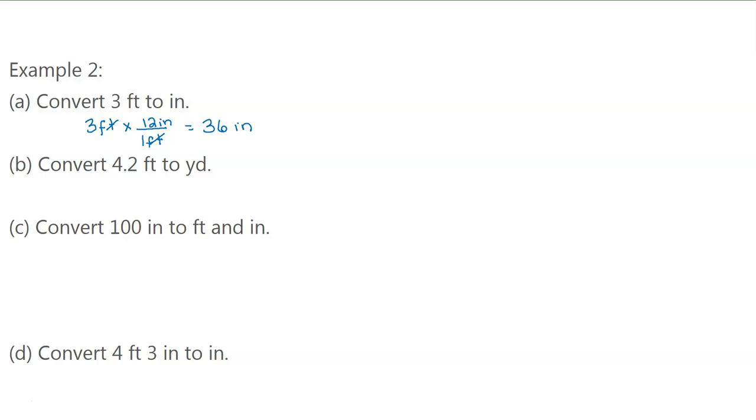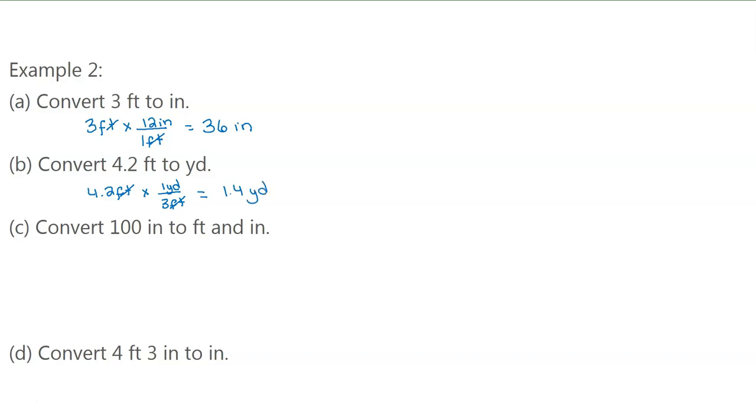Now in B, I'm going to convert 4.2 feet into yards. Now 1 yard is equal to 3 feet. So 1 yard is going in the numerator and 3 feet is going in the denominator. So now I need to divide 4.2 by 3. When I do that, I get 1.4 yards.